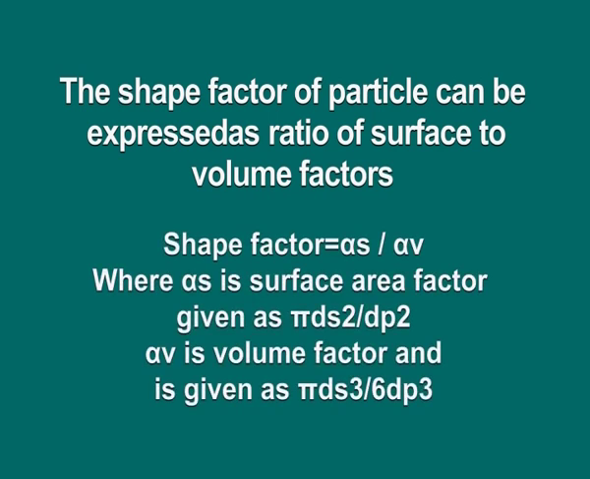Shape factor is equal to alpha S upon alpha V, where alpha S is the surface area factor, given as pi ds square upon dp square. Alpha V is the volume factor and is given as pi ds cube upon 6 dp cube. The minimum possible value for shape factor is 6, which represents a sphere. If the ratio exceeds this factor 6, the particle is considered as asymmetric.